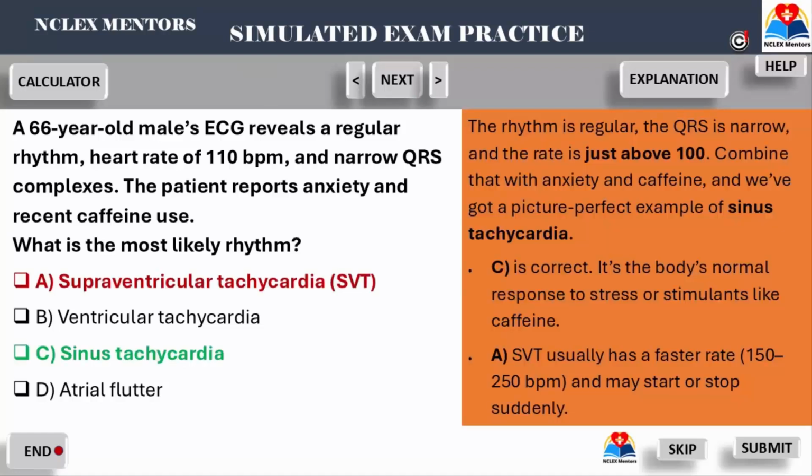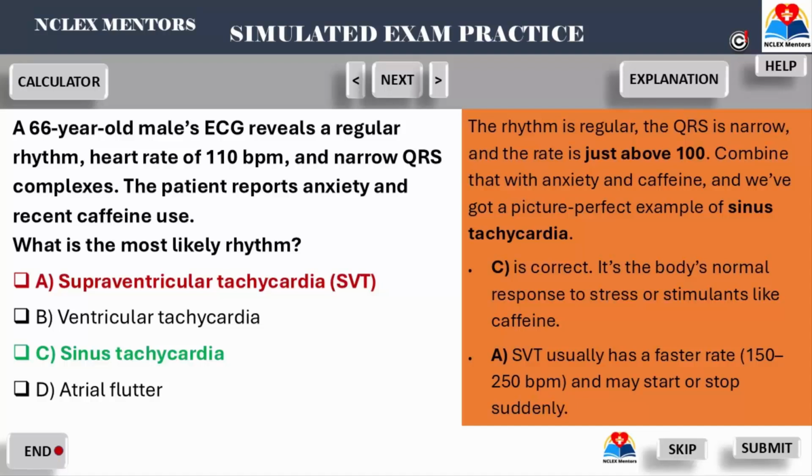Correct answer, C, sinus tachycardia. Let's break it down. The rhythm is regular, the QRS is narrow, and the rate is just above 100. Combine that with anxiety and caffeine, and we've got a picture-perfect example of sinus tachycardia. C is correct. It's the body's normal response to stress or stimulants like caffeine.